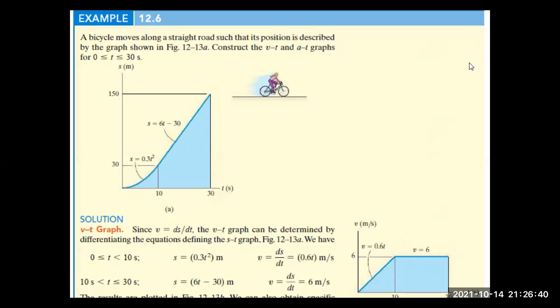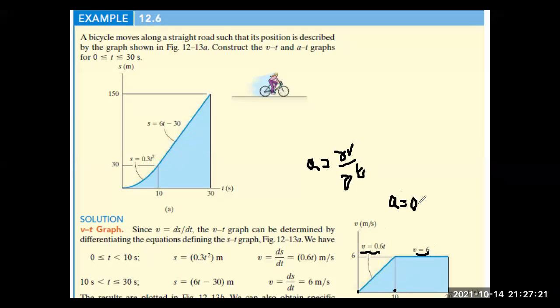Anyway, so we've plotted V versus T. To plot A versus T, all you need is to differentiate, because the definition of A is the change of velocity with respect to time. So we differentiate V with respect to T. If I differentiate this equation, this is my first equation, and this would be the second one. So I have two equations. For this domain from 0 to 10, if I differentiate V with respect to T, what am I going to get? A is equal to what?